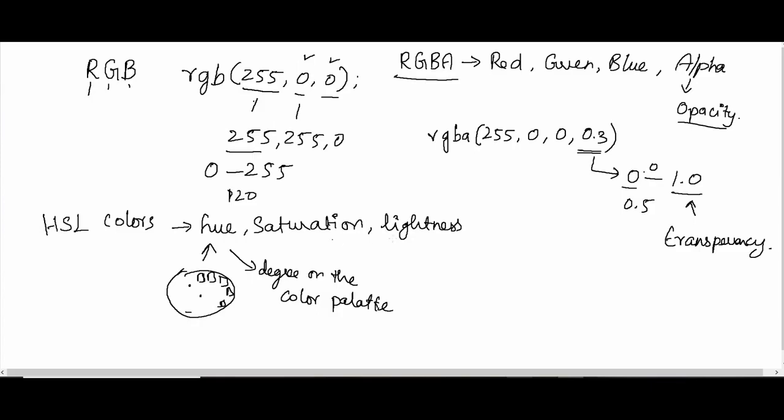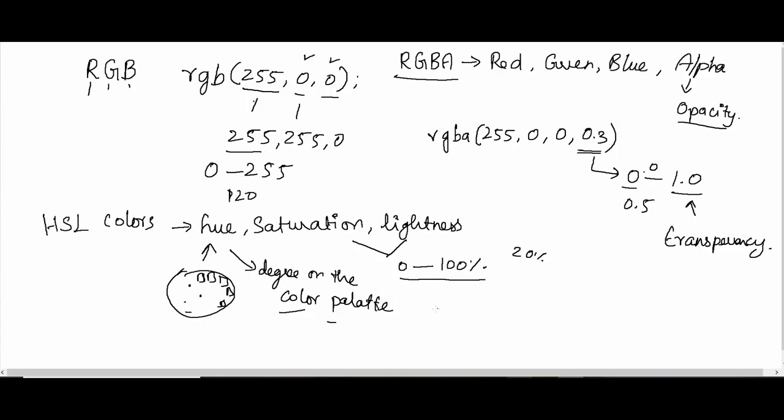So saturation and lightness, this is a value of this color. How much saturation and lightness should be implemented in that color. The value will be from 0 to 100%. The value will be given in percentage, how much lightness is added. So if I am giving 20%, it means 20% lightness is added to the color which is selected on the palette. So this is HSL.